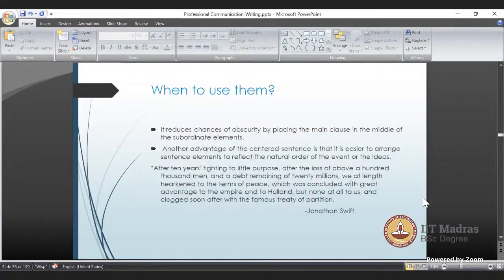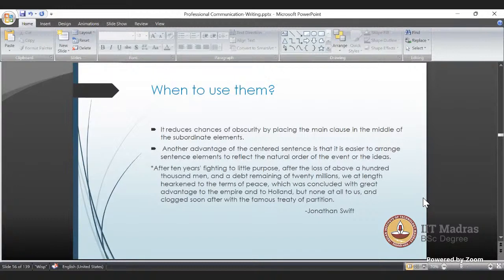Sentence structure, again, we'll see what they are used for. They can be used for simpler writing, because it can reduce chances of obscurity. What does obscurity mean? Confusion. In our terms, confusion. It can reduce chances of obscurity because it's a fairly straightforward thing.